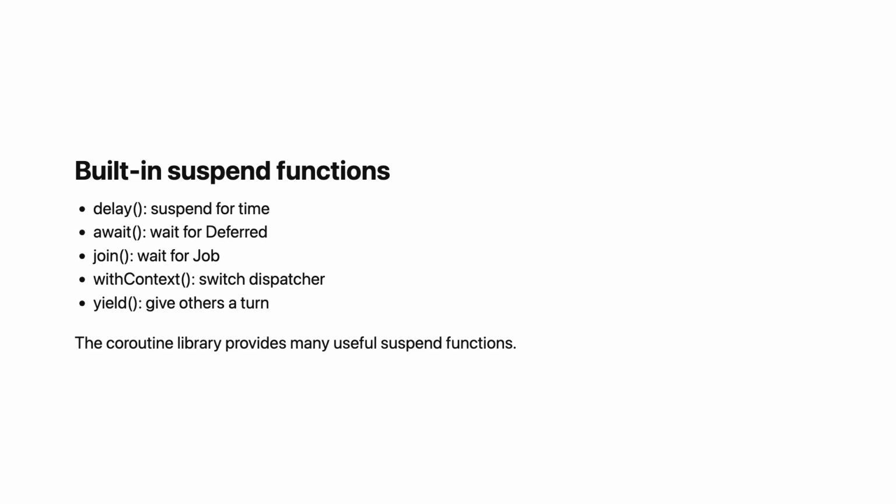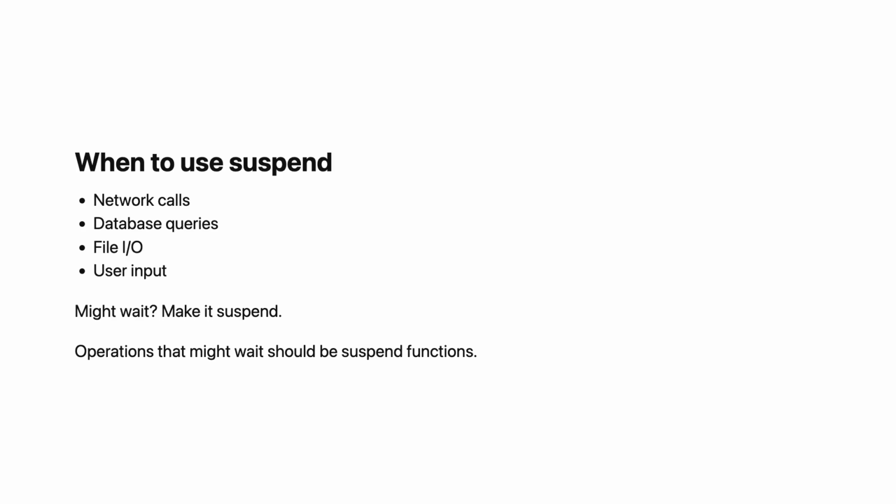The coroutine library provides many suspend functions. delay suspends for a time. It does not block. await suspends until a deferred completes. join suspends until a job completes. withContext suspends while switching to a different dispatcher. yield suspends to give other coroutines a chance to run. Network libraries provide suspend functions for HTTP calls. Database libraries provide suspend functions for queries. The ecosystem builds on suspend functions.